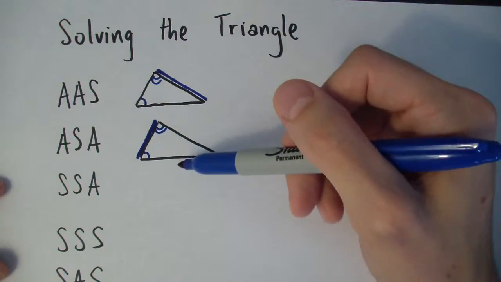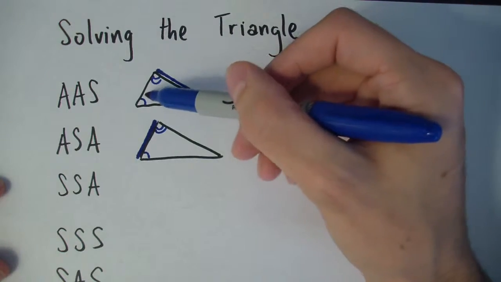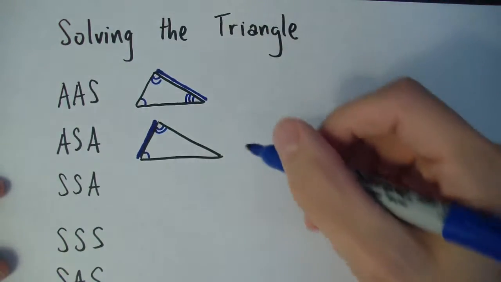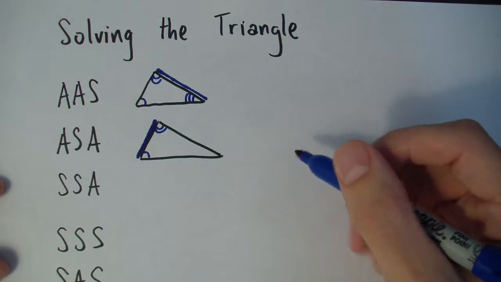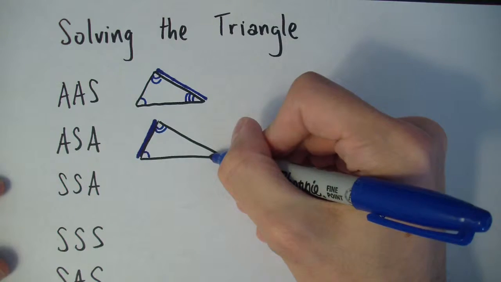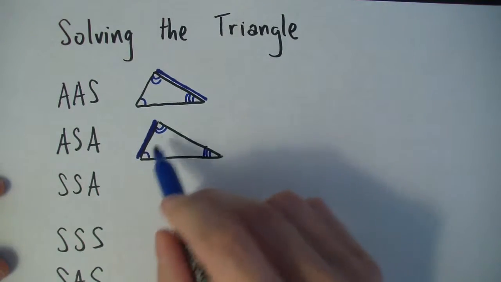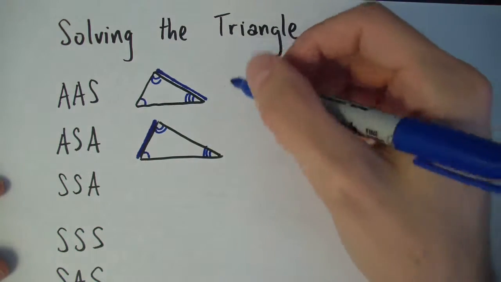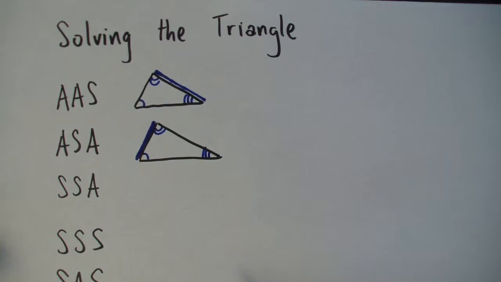Of course, these two situations are really equivalent, because if you know two angles, you can find the third angle just by subtracting the other two angles from 180. So just remember that knowing two angles is really as good as knowing the third angle, and these two cases are really equivalent.